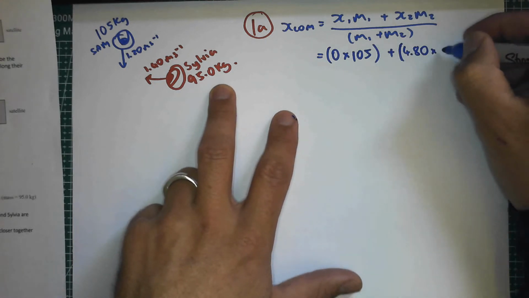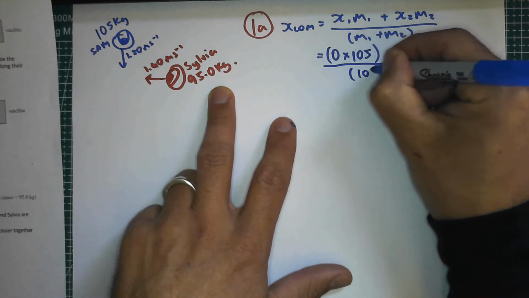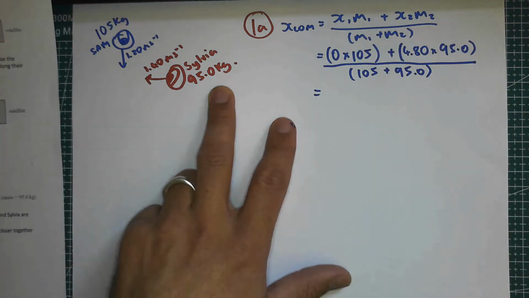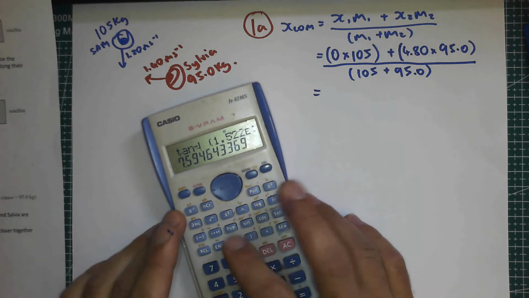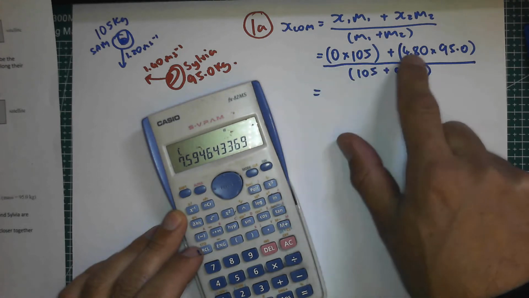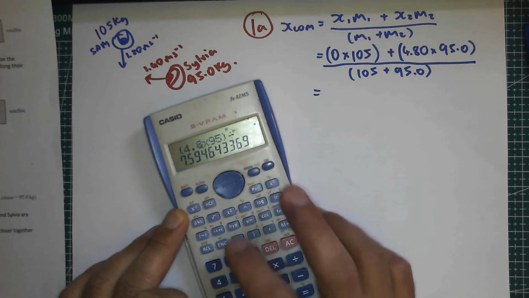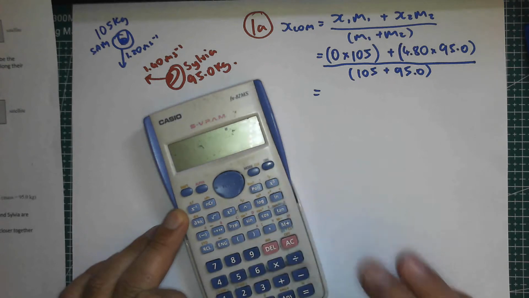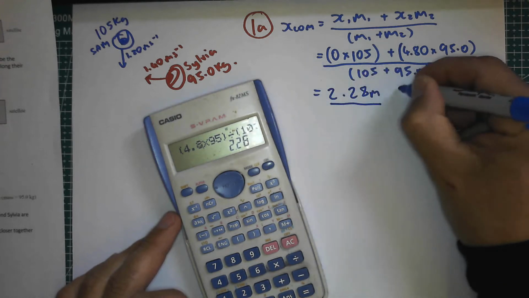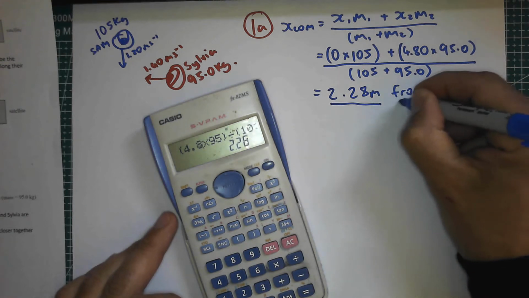Then the mass of Sylvia, 95.0 kgs, divided by the total mass of the system, which is 105 plus 95 kgs. Slap all that into the calculator. I'm not going to do this first part because it's multiplying by 0, so I know it's going to be 0. I'm just going to do this second part here. 4.8 times 95. Divide that by the total mass of the system, and we get 2.28 metres from Sam toward Sylvia.